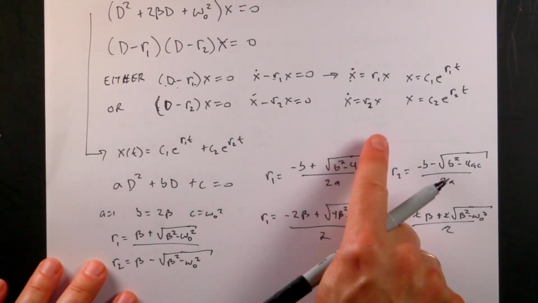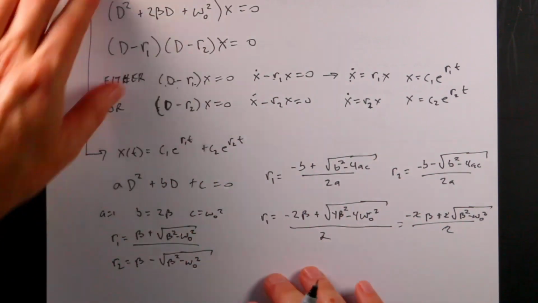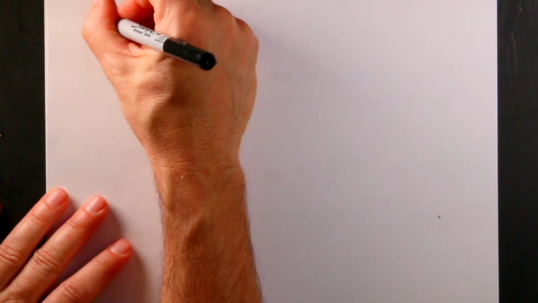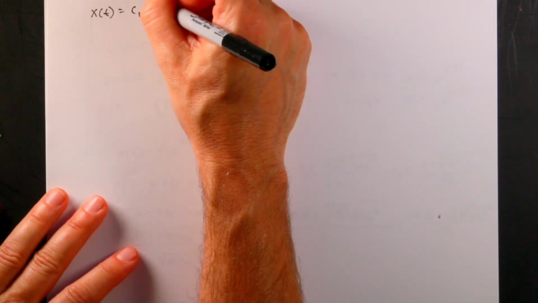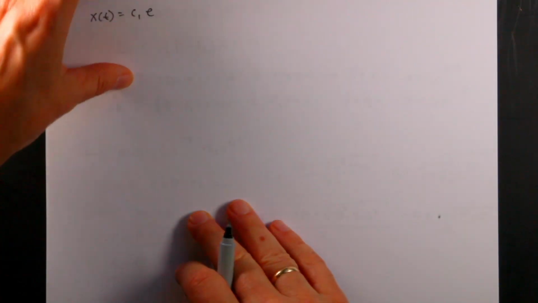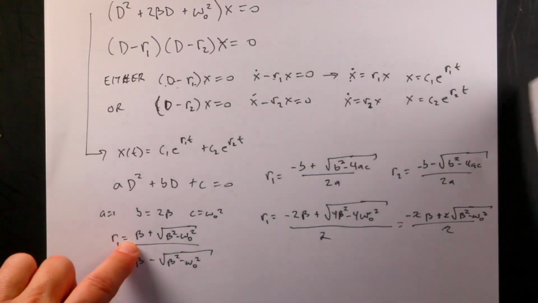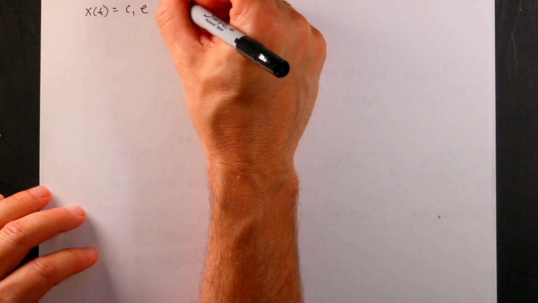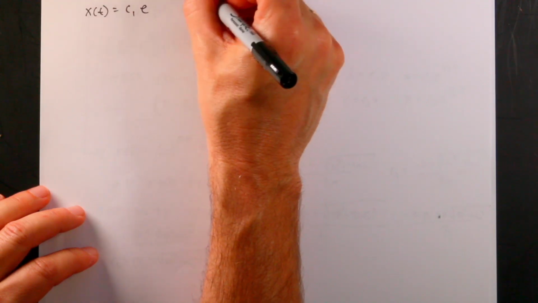So now I can put those back into my function, and I have a solution. I don't know C1 and C2, but we'll find those in just a second. Okay, so that means I have x as a function of t. It's going to be C1 e to the beta plus the square root of beta squared minus omega naught squared t.